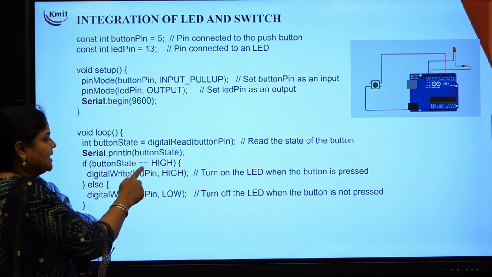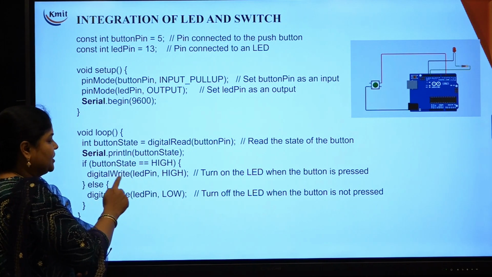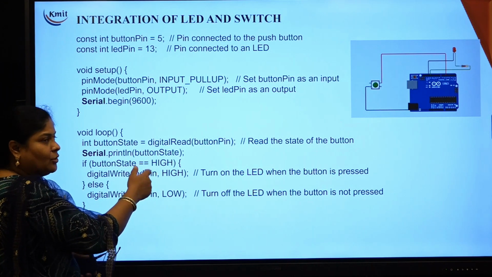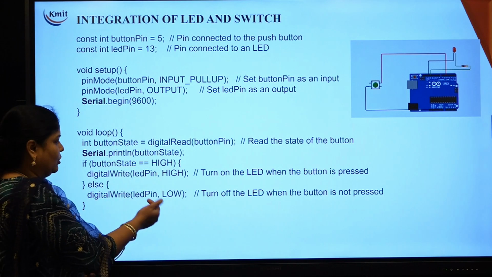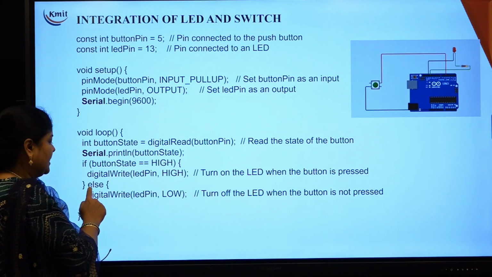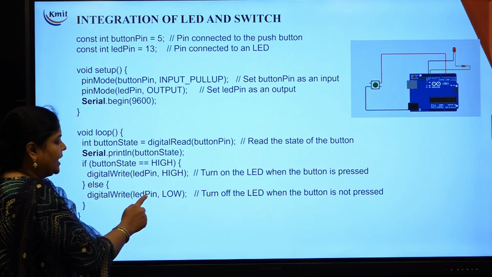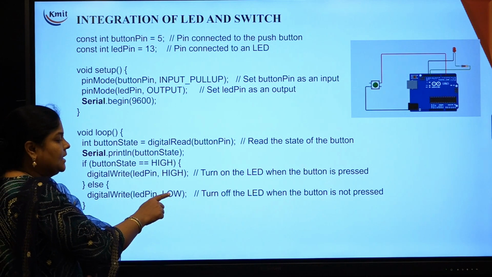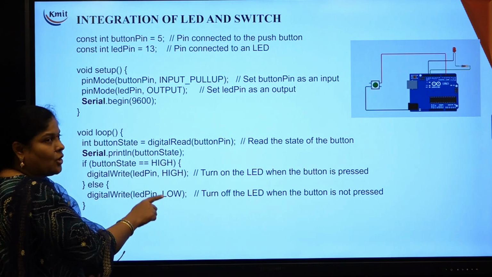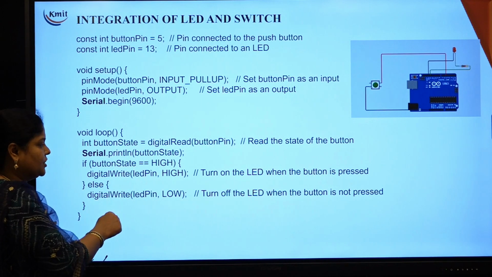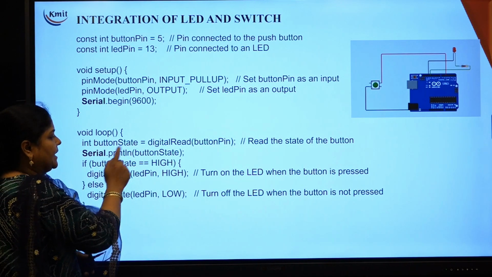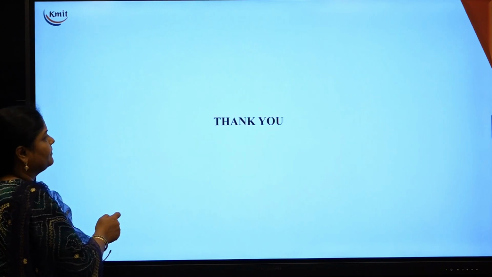Now if button state is equal to HIGH, then digitalWrite LED pin HIGH. If the button state is high, meaning you are pressing it, then the LED should glow, that's why LED pin HIGH. In the same way, else digitalWrite LED pin LOW. If you are releasing, then the LED pin is low, which means the LED is off. So this is the logic you are writing based on the status of the variable button state. Thank you.